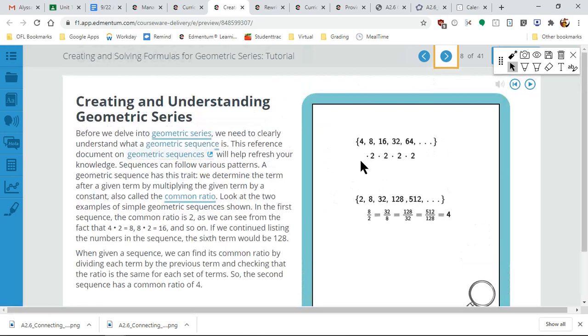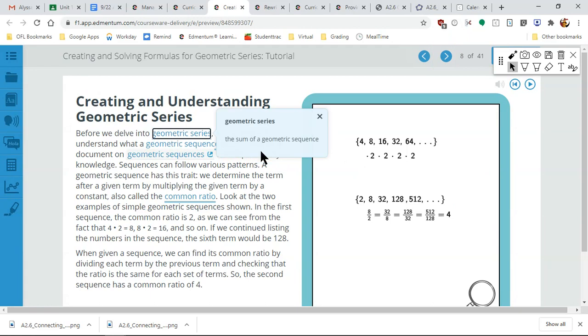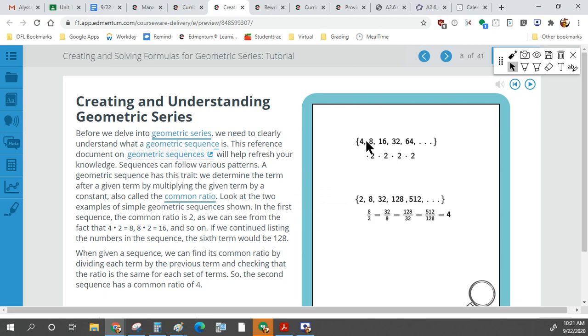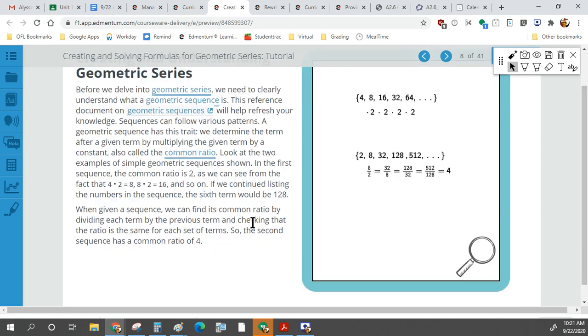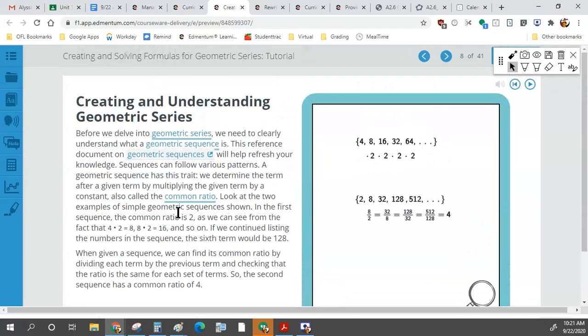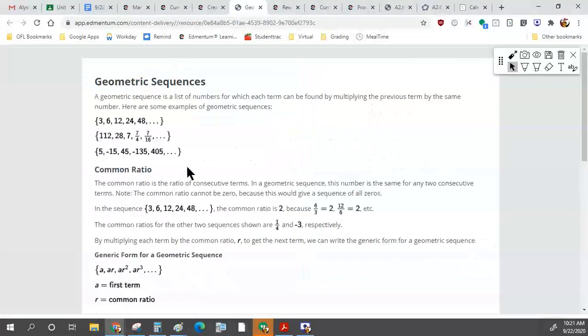So let's talk about creating a geometric formula. So a geometric series, again, you guys can always read this. A series is adding them all up together. So we're going to keep adding those up. A common ratio, we talked about this. We're going to be talking about what gets multiplied every single time. So if we're always multiplying by 2, our common ratio is 2. All right. So other than that, sequences, we talked about sequences.